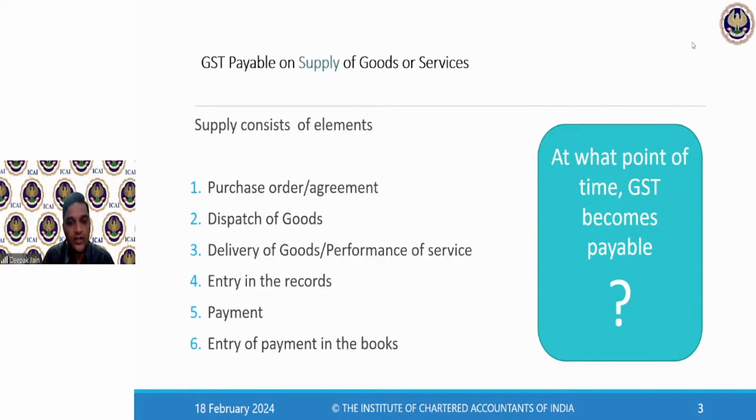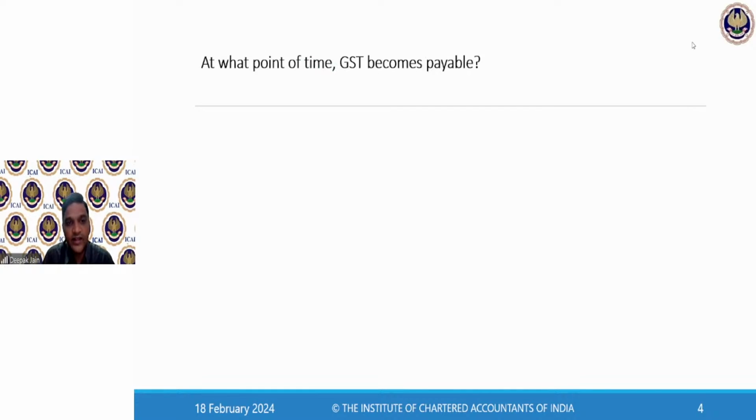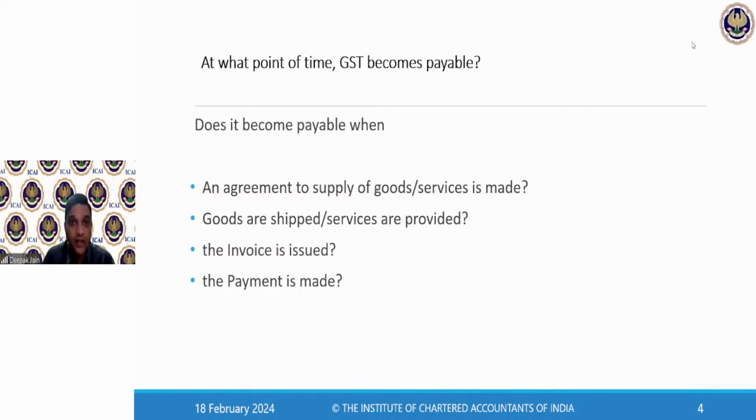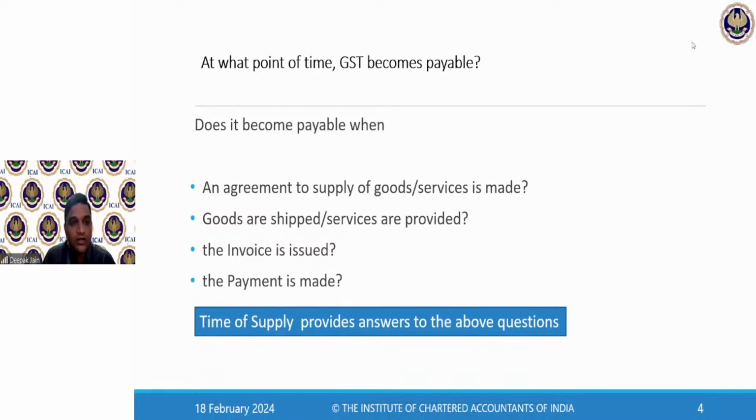Okay, to understand this better, just take the next slide. At what point of time does GST become payable? Does it become payable when an agreement to supply goods or services is made? Does it apply when the goods are shipped? Does it apply when the invoice is issued, or when the payment is made? The time of supply provides the answer to these questions.